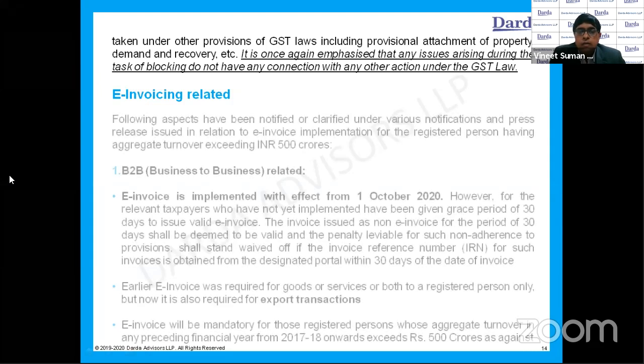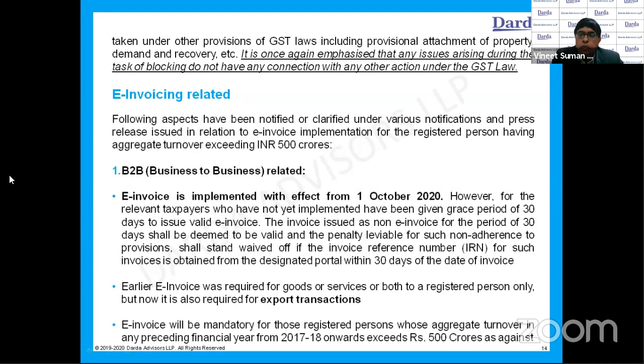Apart from that, for B2B, for a company having an aggregate turnover of more than 500 crore, the implementation date is still 1st October. The only relief is you have 30 days so that you can issue a non-e-invoice, but subject to putting it on the portal and then again releasing the e-invoice. If you are not doing it beyond 30 days, then you need to pay penalty. The only relief is waiver of penalty for 30 days. Otherwise, the e-invoice has been implemented from 1st October. And the penalty is 100% of tax or 10,000 rupees, whichever is higher.